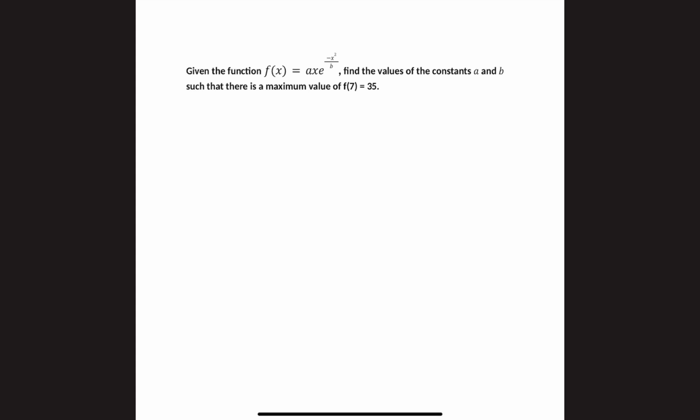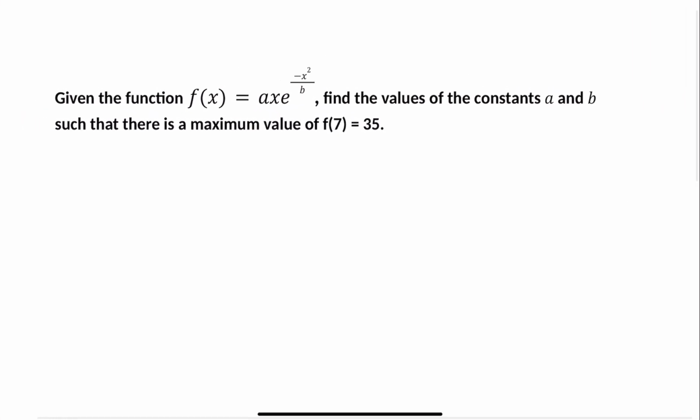In this video, I'm going to go over this question where you're given a function and you're told to find the values of the constants a and b such that there exists a maximum value of f at 7 equals 35. To start, we're told that f at 7 is equal to 35. This means that when x is equal to 7, there is a maximum value of 35. And we're given this function.